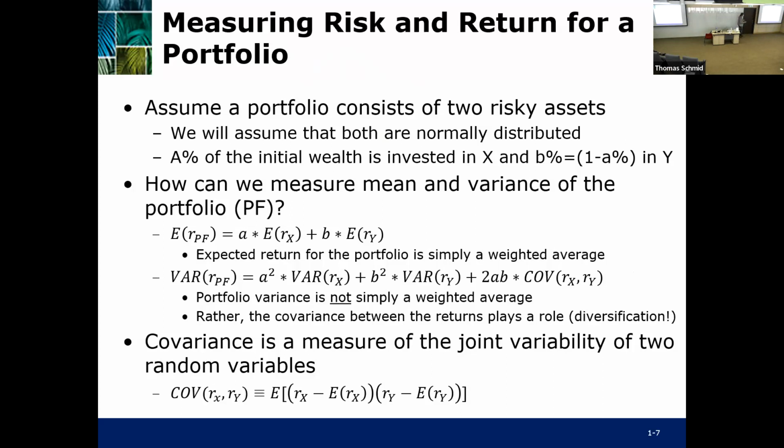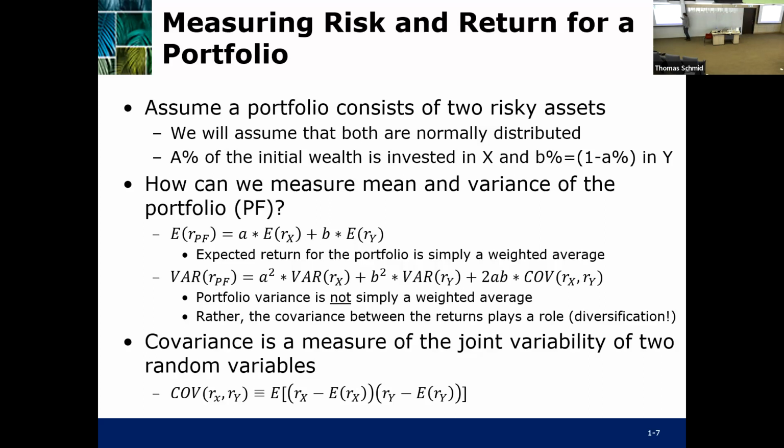So what is now the mean and the variance of the resulting portfolio that consists of X and Y? The mean, or the expected return, is actually very simple. It's just a weighted average. Expected returns, or returns in general, are very easy to deal with because they are simply weighted averages. So the expected return of the portfolio is the expected return of X times A, the fraction we invest in X, plus the expected return of Y times B, the fraction we invest in Y.